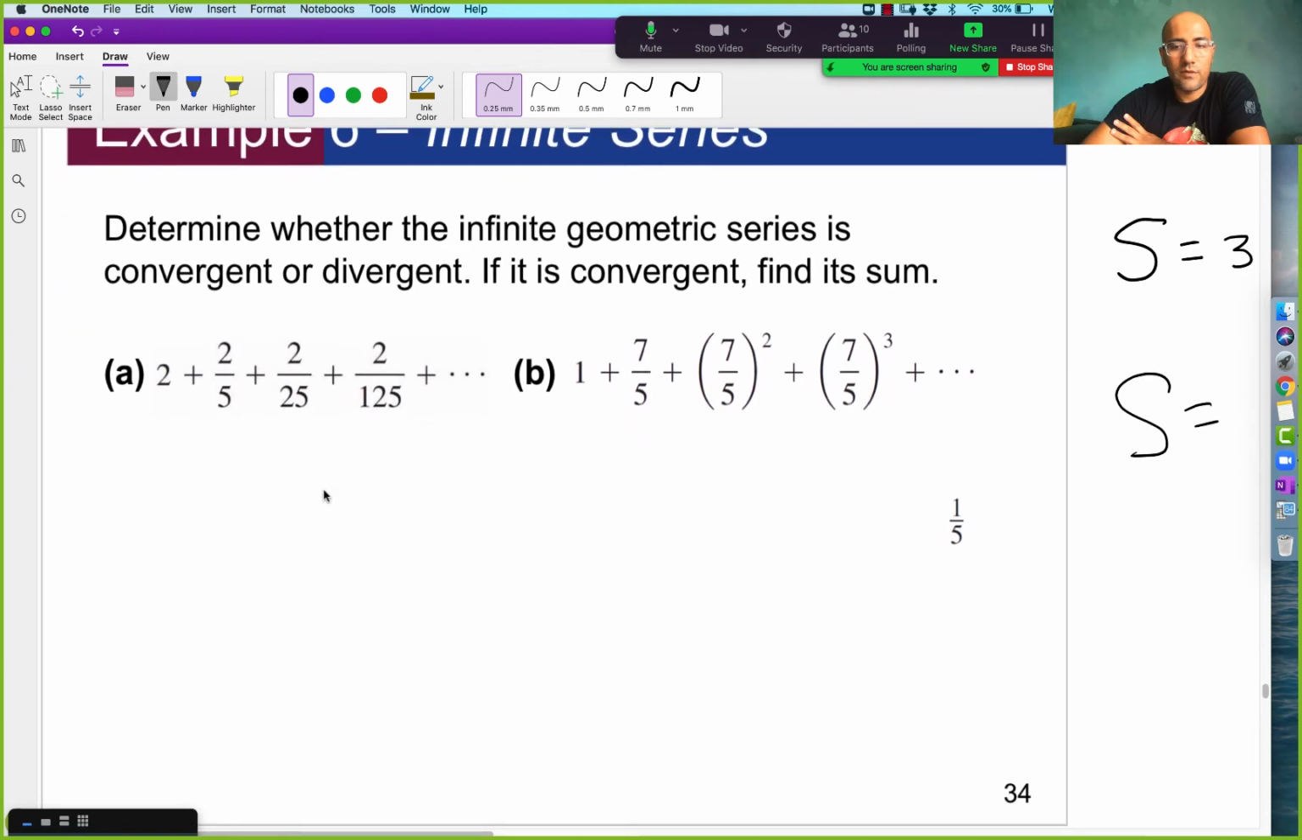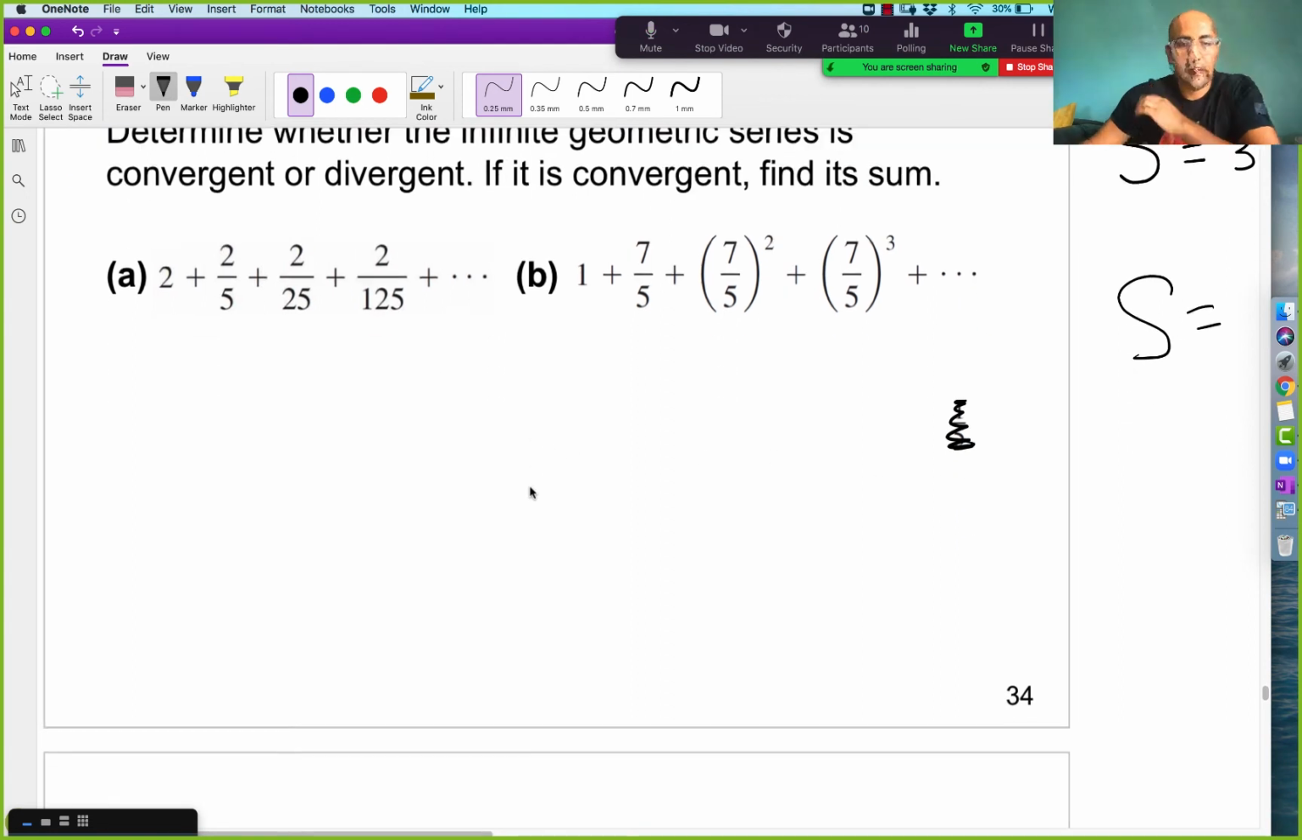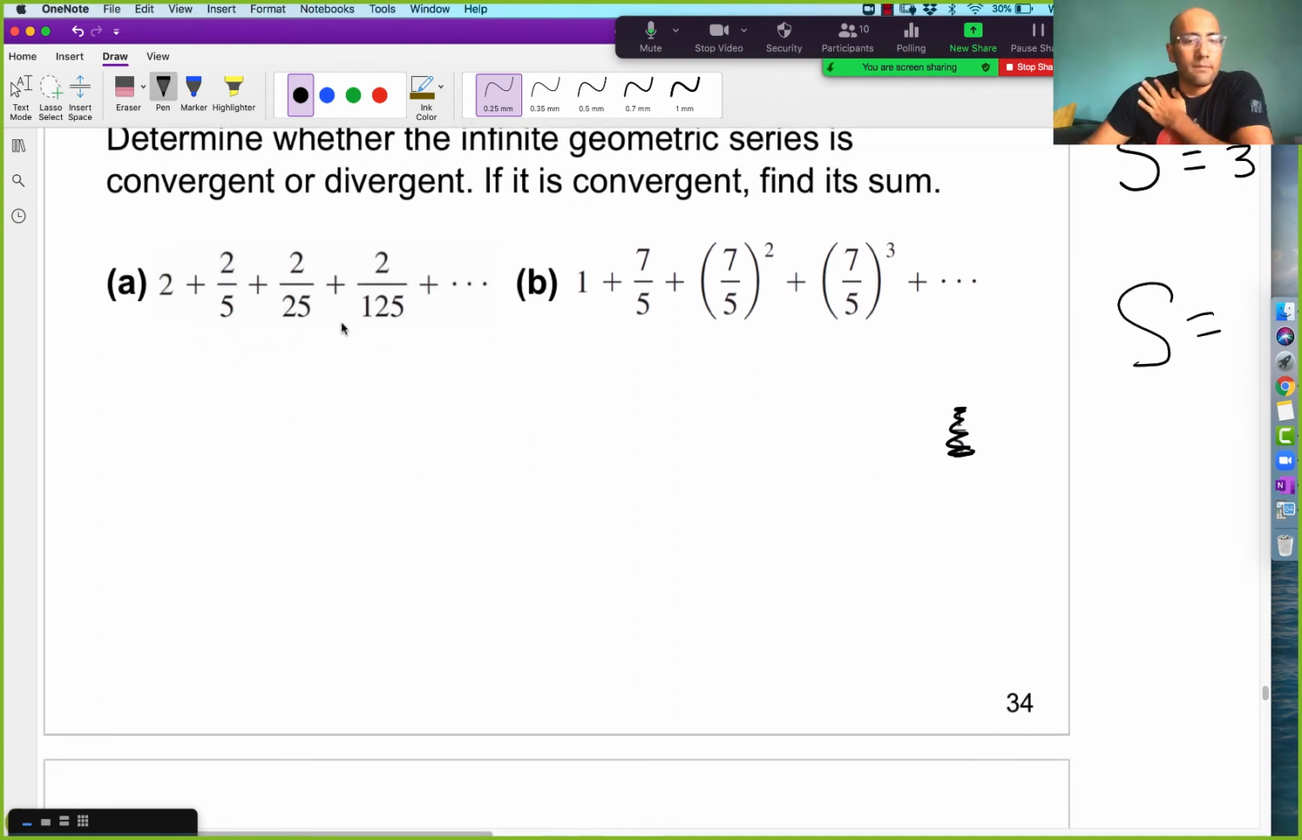Okay, so here's a couple of examples. Determine whether the infinite geometric series converges or diverges, and if it converges, find the sum. Okay, so part A, let's look at this one. Is that going to converge or diverge? So let's look at the underlying sequence, right? The geometric sequence. Sequence means it's just the list of numbers without the sum part of it. Okay, so we got the number 2 as the first value, then 2/5, then 2 over 25, then 2 over 125. That looks familiar.